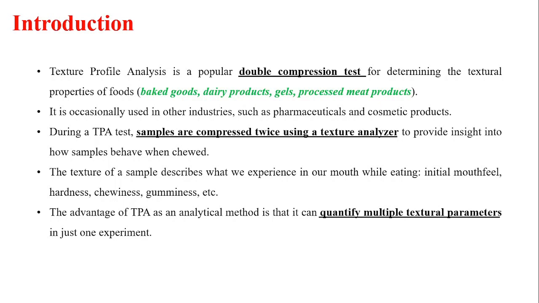For analyzing the texture of a product, profile analysis is performed. The instrument that is used for this purpose is the same, that is, the texture analyzer. Texture profile analysis is a double compression test, that is, the product is compressed twice. Apart from food industries, it is also used in pharmaceuticals and cosmetics industries. The advantage of TPA is that it is an analytical method which can quantify multiple textural parameters in just one experiment.